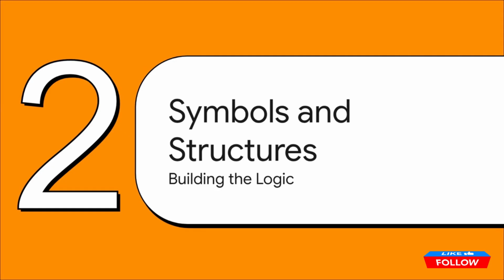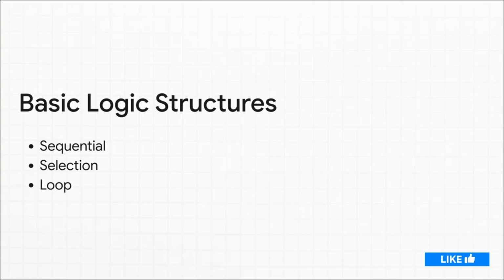Moving right along to Section 2, Essential Symbols and Structures, where we actually start building the logic. So literally any complex system can be broken down into 3 basic structures. First, you have the sequential structure, where steps just flow in a linear path from top to bottom. Second, the selection structure. This is where those decision diamonds come into play, branching the flow based on your if-else conditions. And finally, the loop.